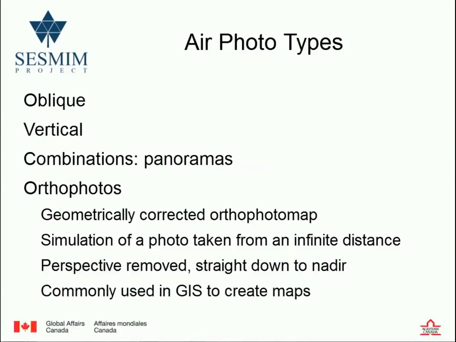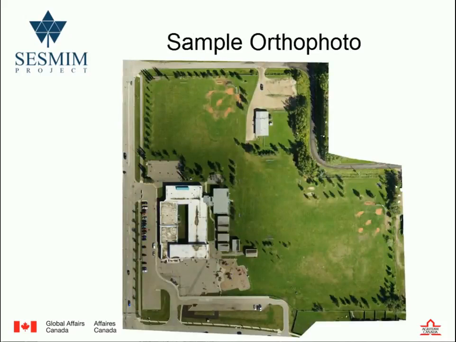So in general, there are different types of air photos you can take. You can take what's called oblique, and vertical, which is straight down. So we have oblique, we have vertical, panoramas, orthophotos. Geometrically corrected orthophoto. The orthophoto is not just a photo mosaic. It is a photo mosaic that takes into consideration the third dimension, elevation. It's not just a mosaic, but a mosaic with compensation for elevation. All right, so this is a sample of the orthophoto that we did for the school.